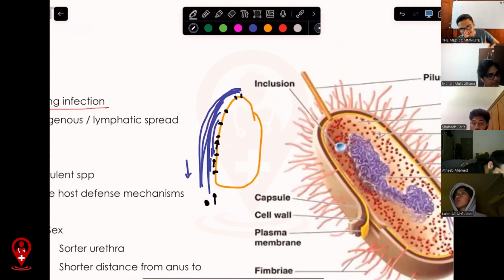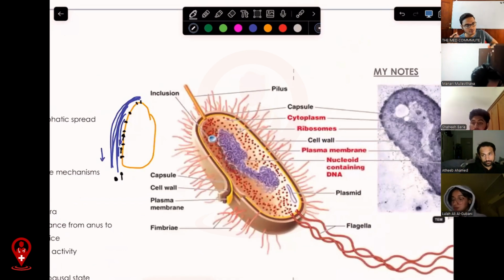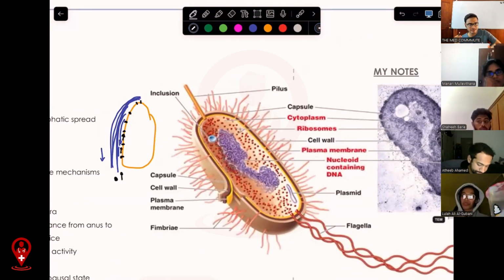To attach strongly to the urinary epithelium, these pathogens, especially these bacteria, have some special features you all have talked about in your first and second years: the fimbriae, the pili, the flagella to swim. All of these structures are there.